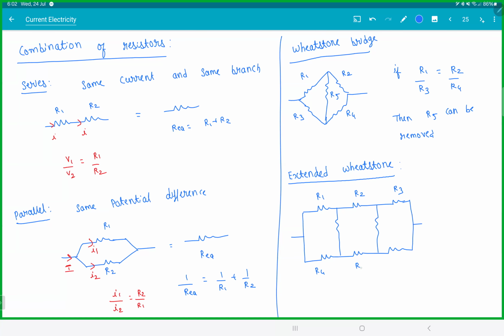If this ratio is maintained, R4, R5, and R6, then you can remove R7 and 8. Have a look at this. Not rho 2 more than rho 1.